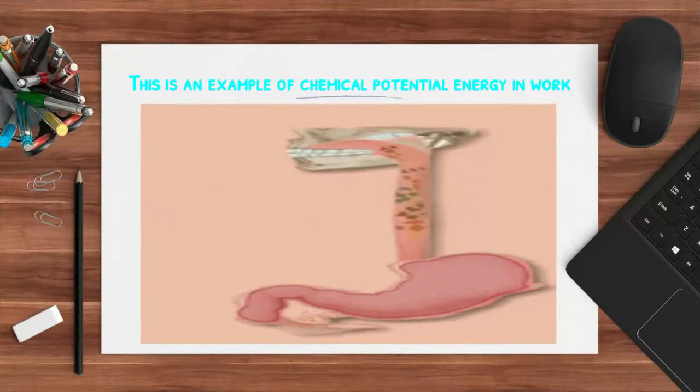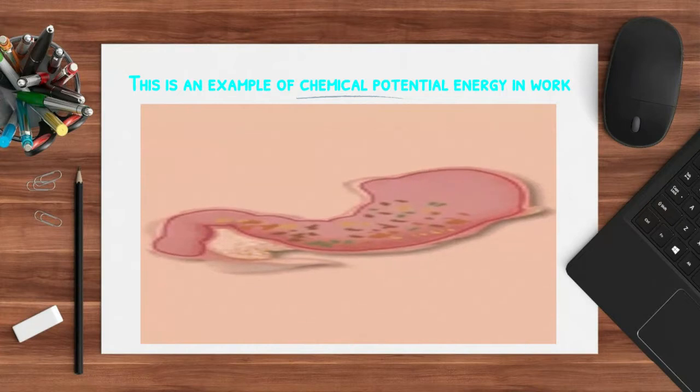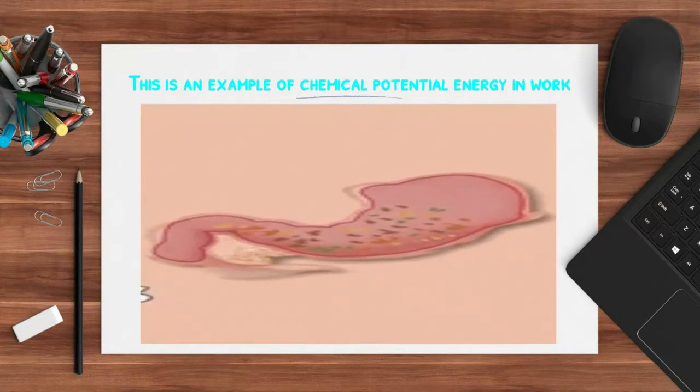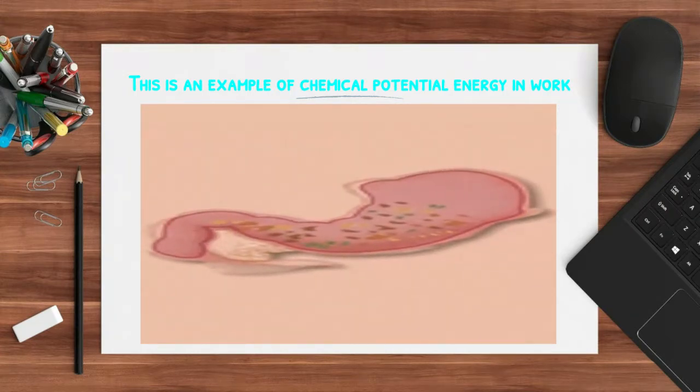This is an example of chemical potential energy in work. When the food is digested, the food will turn into chemical potential energy to help the body move and do stuff.